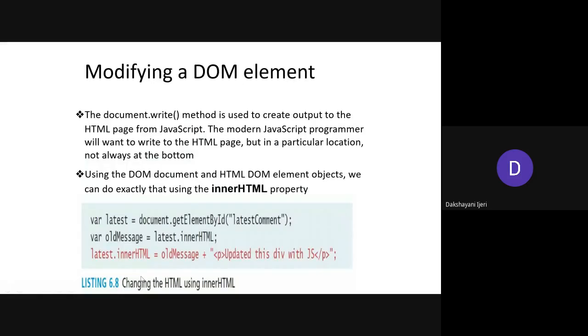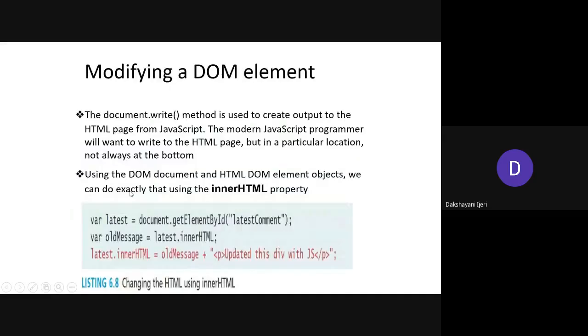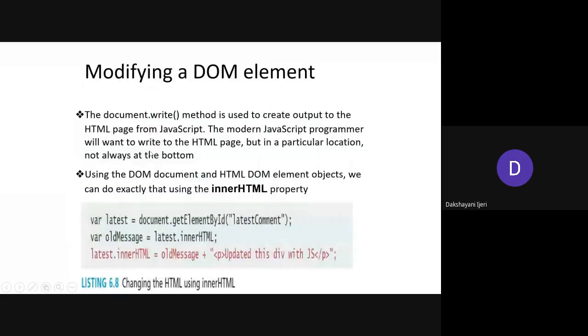Okay. So here is an example. You can see what is done here, assuming the previous example, this HTML section itself, we have written this example. Here, latest is a variable that points to the HTML document's get element by ID with the value latest comment. That means it points to this division section.